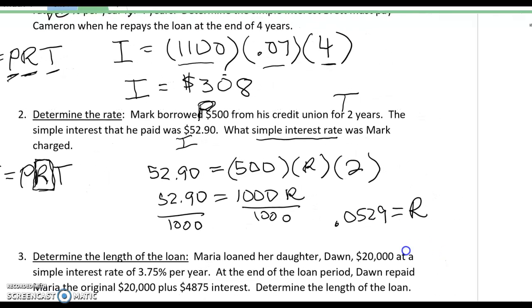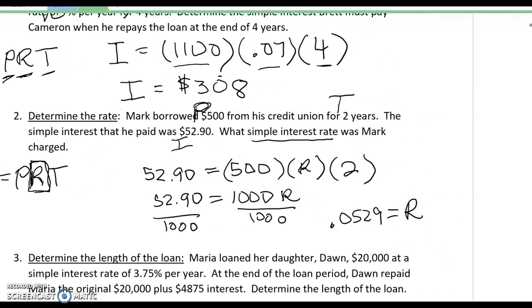All right, so for our interest rate, I'm going to change that to a percentage. Again, to change a decimal into a percent, you multiply it by 100. So when we do that, we get 5.29%. That's our interest rate.